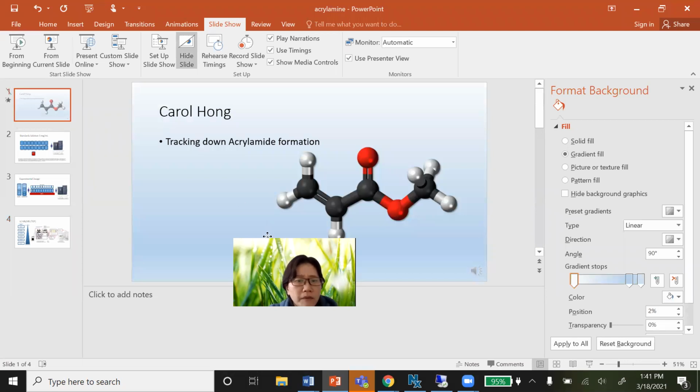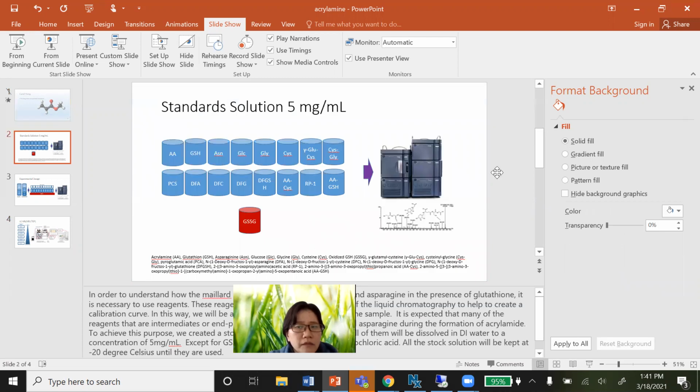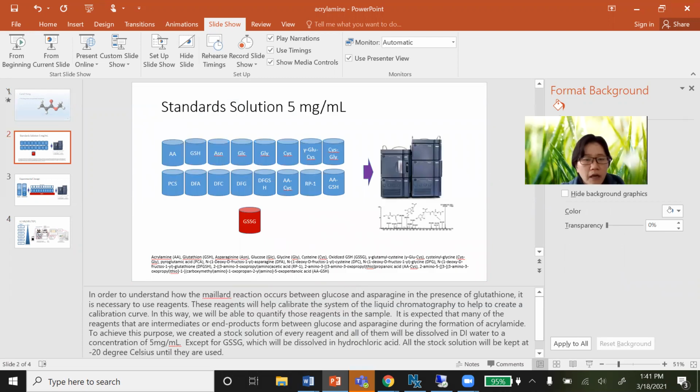Breaking down acrylamide formation. In order to understand how the Maillard reaction occurs between glucose and asparagine in the presence of glutathione, it is necessary to use reagents. These reagents will help calibrate the system of the liquid chromatography to help create a calibration curve. In this way, we will be able to quantify those reagents in the sample.